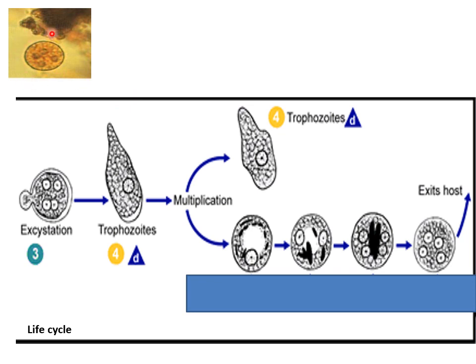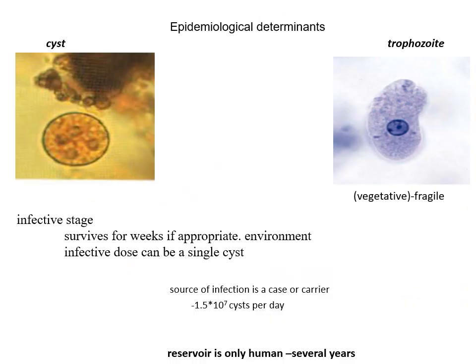So that is the cyst, how it looks under the microscope. This is how the trophozoites will look. Now, both of these can be found in your stool specimen. But this line diagram, I wanted to tell you how it looks under the microscope in real time. So let's look at the cyst. The cyst is the infective stage. It can survive for weeks in an appropriate environment. The infective dose can be a single cyst also.